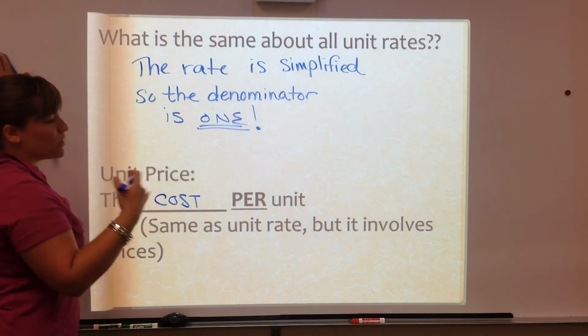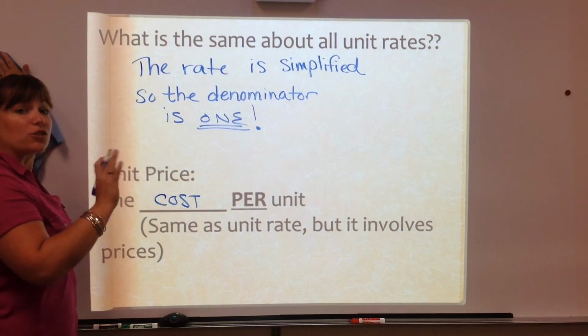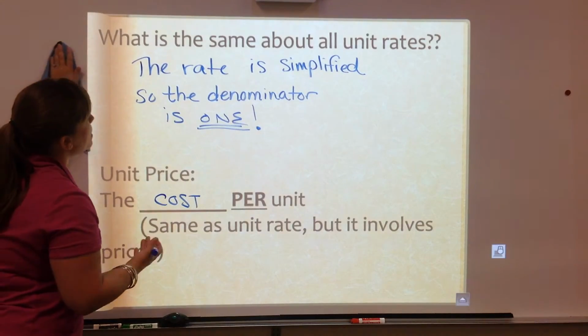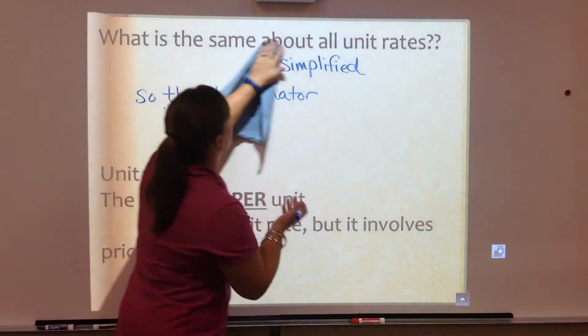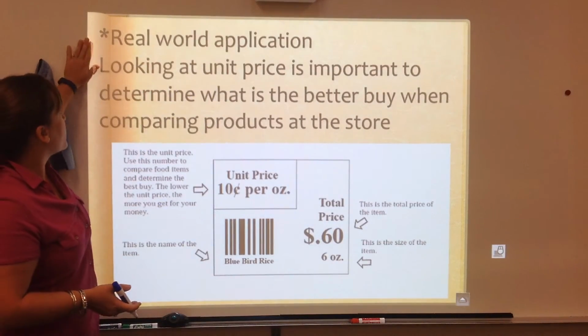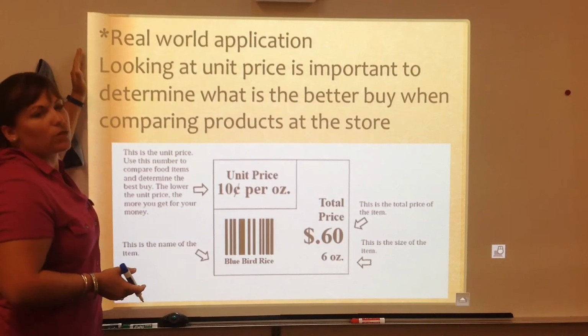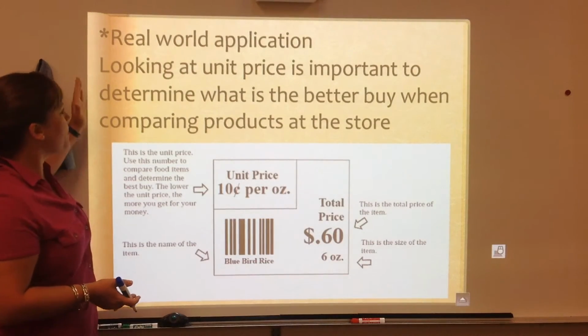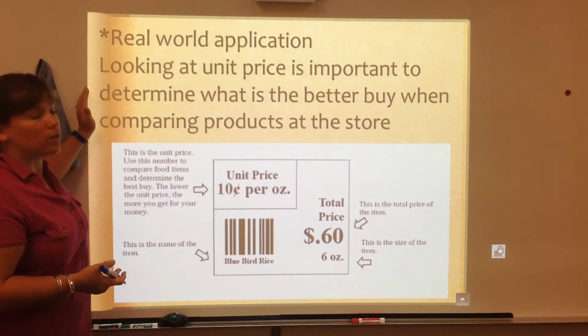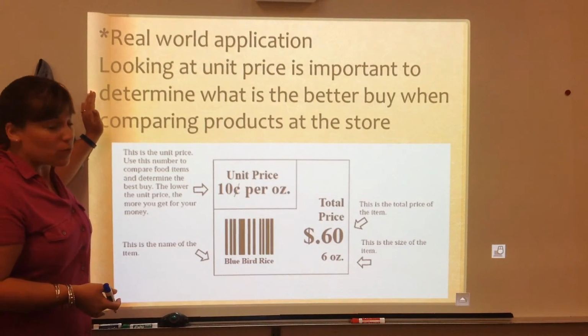So now the second page that's pink deals strictly with unit price, same thing as unit rate, except money's involved. So this is a real world application all over the place. When you're looking at unit price, it's very important when you're shopping to determine what the better buy is. And it helps you compare products when you're at the store.